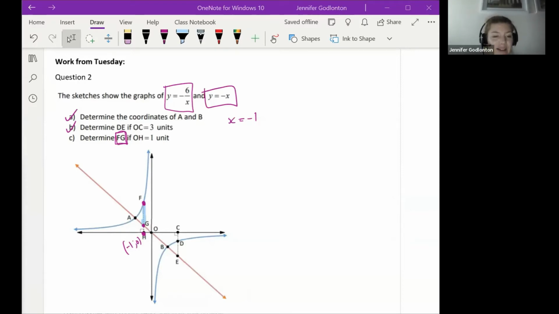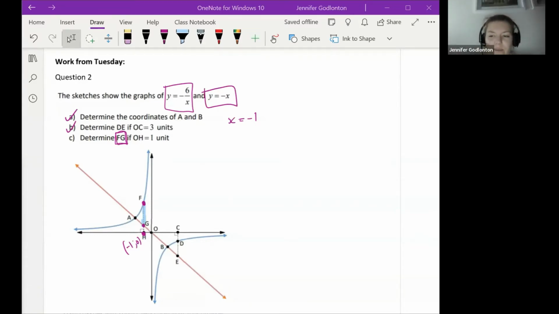Okay, so we're getting some answers coming in. We're saying FG is 5 units. Andre's saying 5. Corinne's saying 5. Eric's agreeing with that. Nice. Let's give it a go.